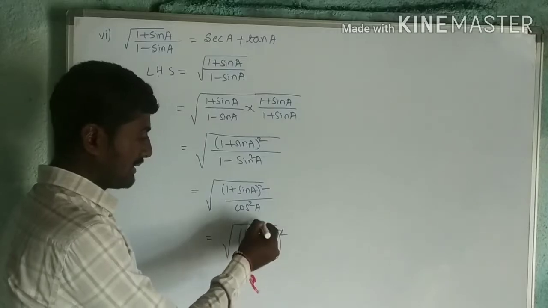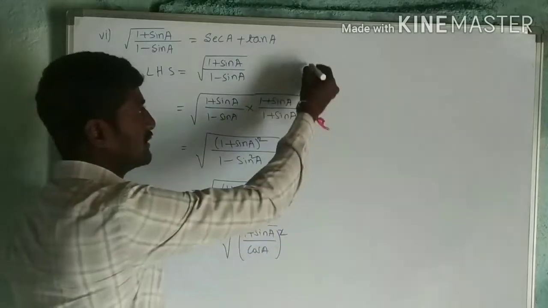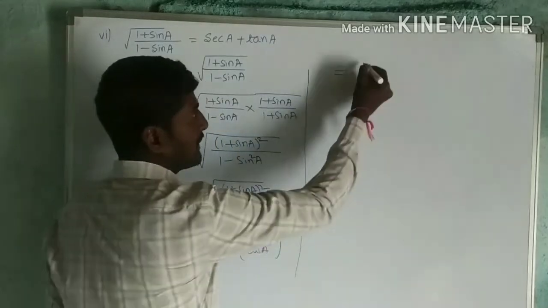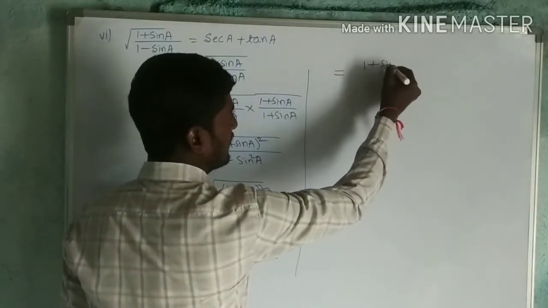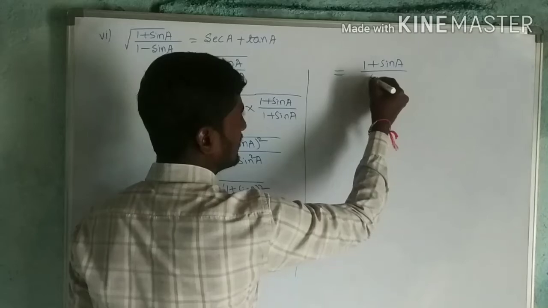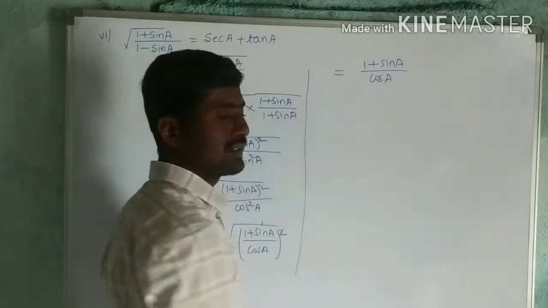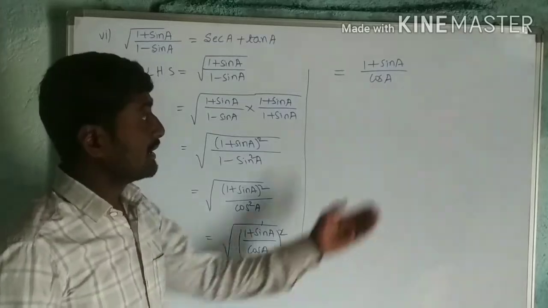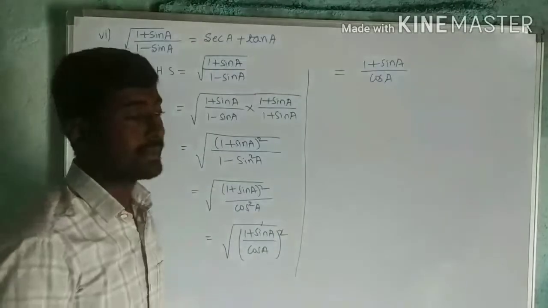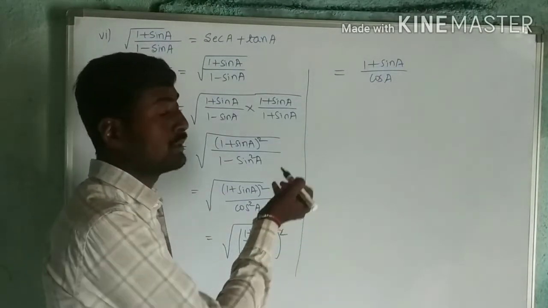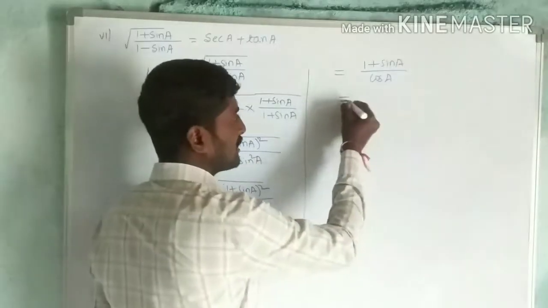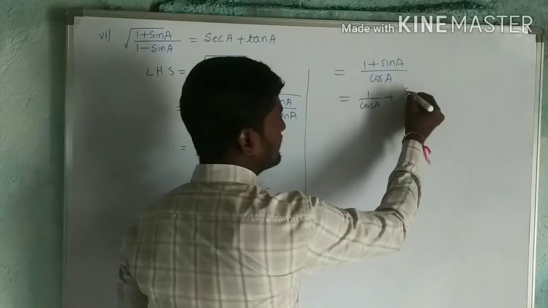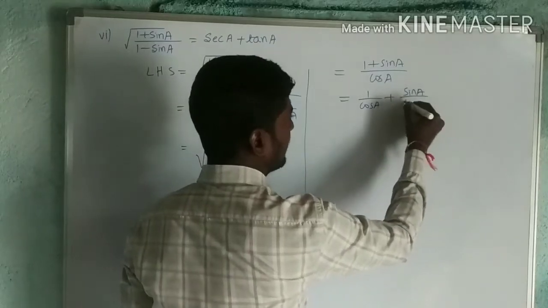Now this square and this square root will get cancelled. So remaining will be what? The square root gets cancelled, remaining is 1 plus sin A divided by cos A. Now but I want sec A plus tan A. Now let us divide cos A separately to the numerator. Now this is equal to 1 by cos A plus sin A divided by cos A.